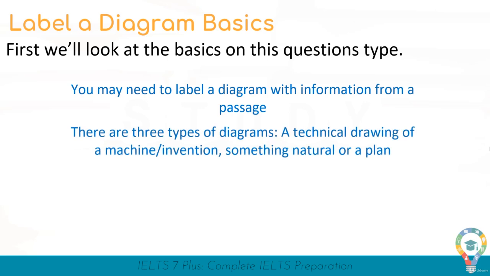There are 3 different types of diagrams that you could see. A technical drawing of a machine or invention, something natural, for example a plant or a tree, or a plan of something. Examples of a plan could be a town or a house.